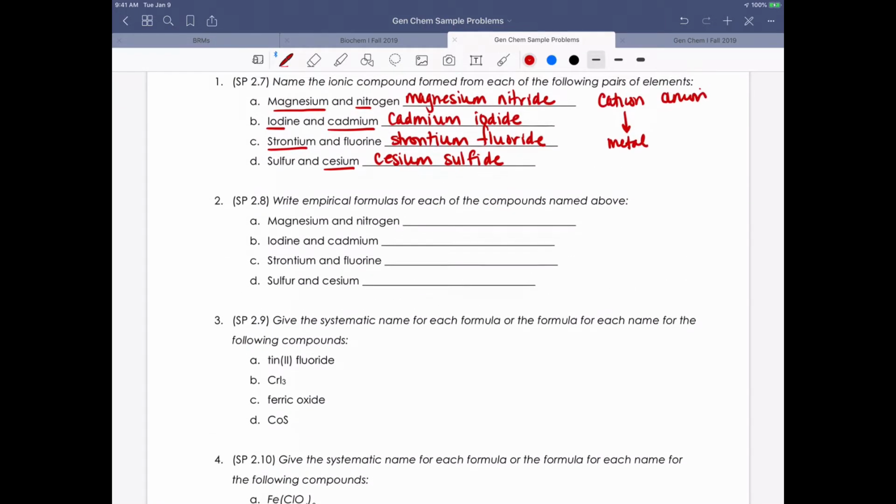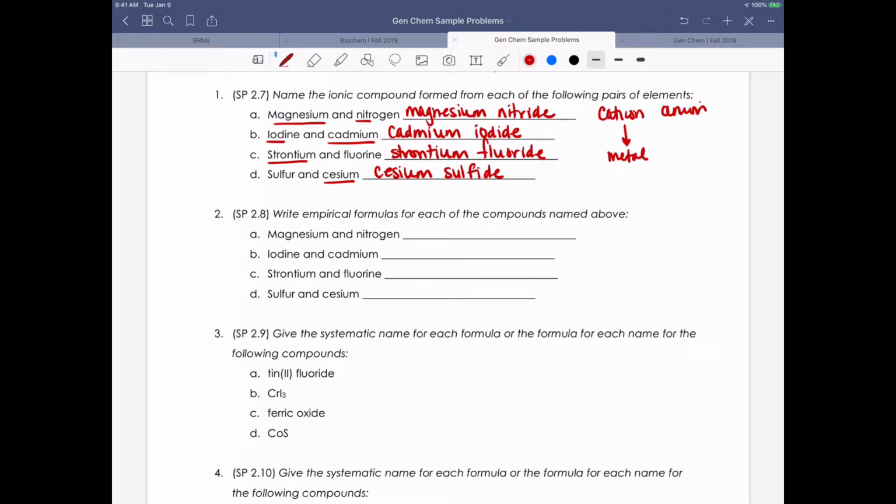This next problem is actually related to the previous sample problem. Now we're asked to provide the empirical formula. What is the ratio of the cation to the anion in the compounds that we have above? That requires us to think about the charges that we're going to have on these. So magnesium, being found in the alkaline earths, is going to have a 2+ charge. Nitrogen, found in group 5, means it's going to gain 3 electrons to be 3-.